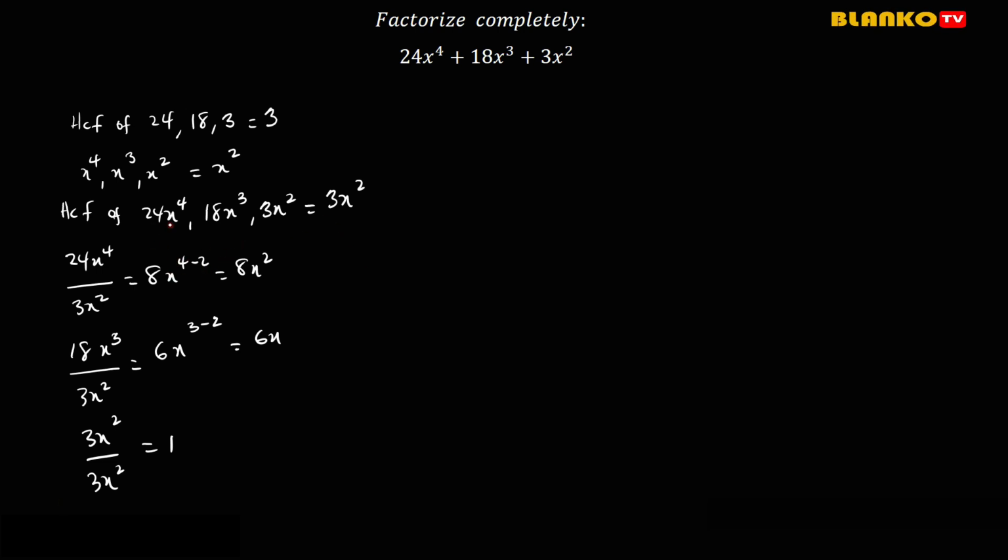So dividing 24x^4 by the HCF, we got 8x^2. Dividing 18x^3 by the HCF, we got 6x. And dividing 3x^2 by the HCF, which is 3x^2, we got 1. I hope you are following the steps. Now we are going to multiply the HCF, 3x^2, by the sum of the results. So we have 3x^2 multiplying (8x^2 + 6x + 1) in a bracket.